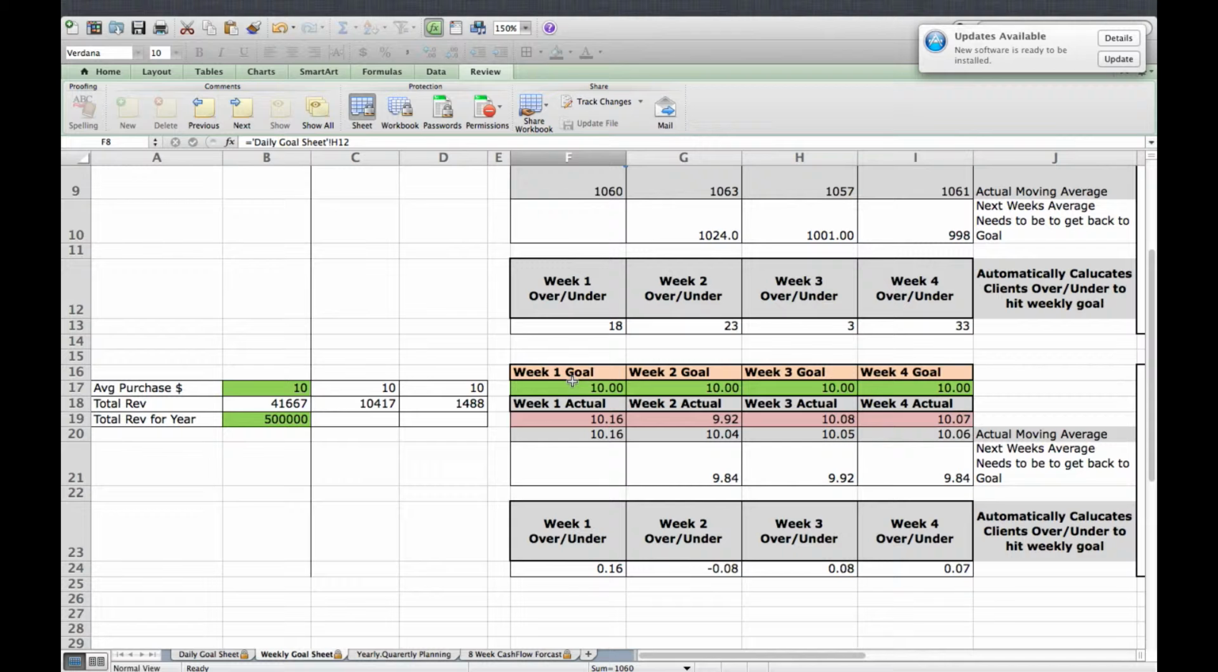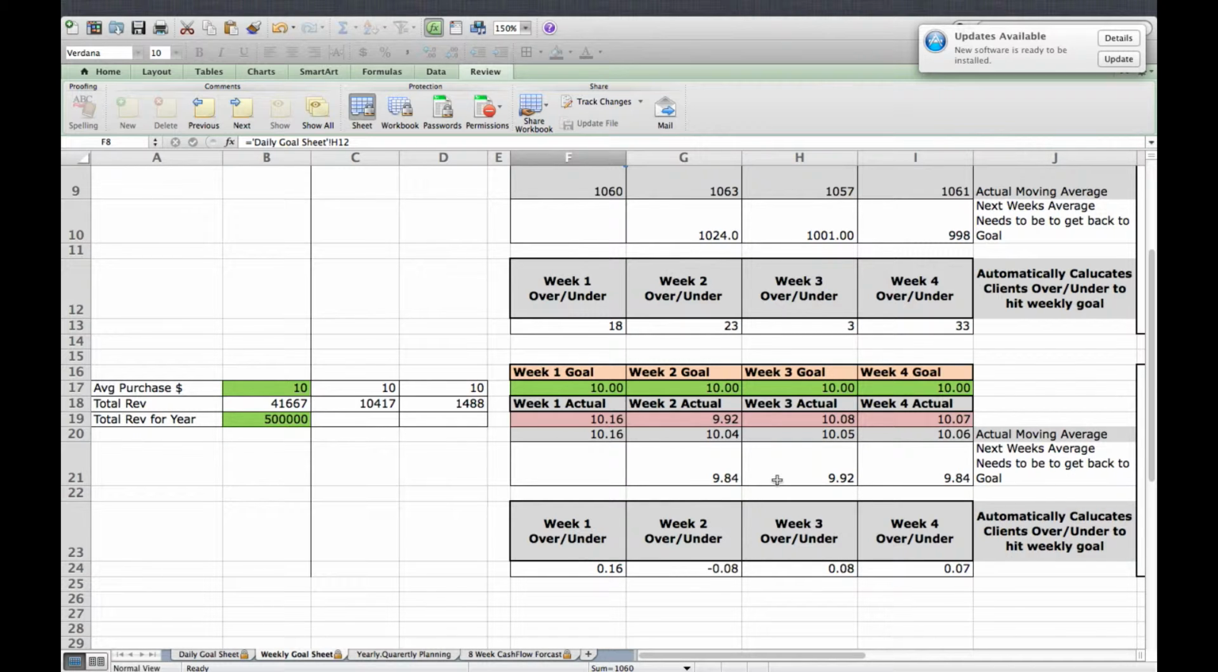So again, we start with week 1's goal was $10. The actual was $10.16, so we know down here we were 16 cents over our average purchase. Notice over here though, on week 2 our goal was $10, and our average purchase was only $9.92, so we were 8 cents short that week. The next 2 weeks were 8 cents over and 7 cents over. So we only had a challenge in week 2 where we didn't hit that goal.